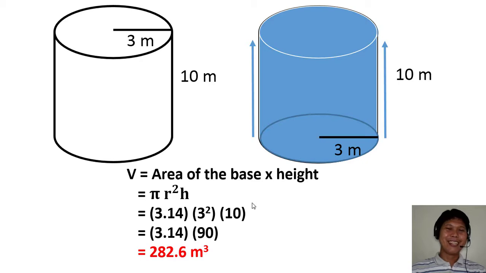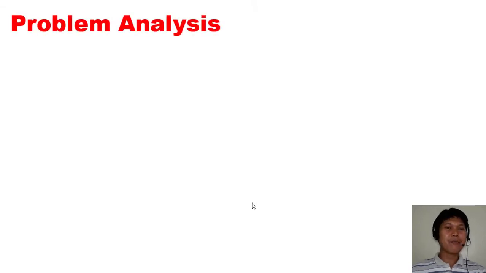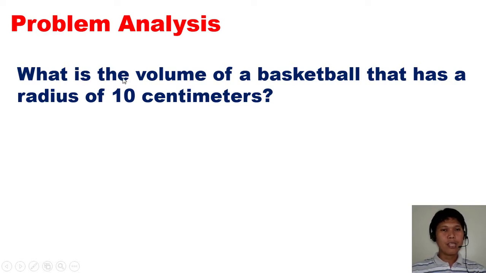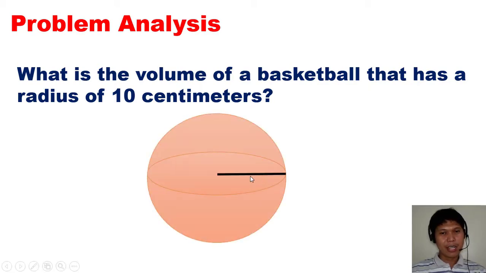Okay, so next. This time we'll have a problem analysis. So dito na naman tayo sa panibagong lesson natin. What is the volume of a basketball that has a radius of 10 centimeters? Okay, so klarong-klaro na, diretso, volume na kagad ang hinahanap natin, and then basketball, so it is spherical or sphere. Okay, so alam niyo na ba kung paano kukunin ang ano yung formula ng volume of a sphere? Okay, so kung hindi pa, so ito yung figure, ayan.